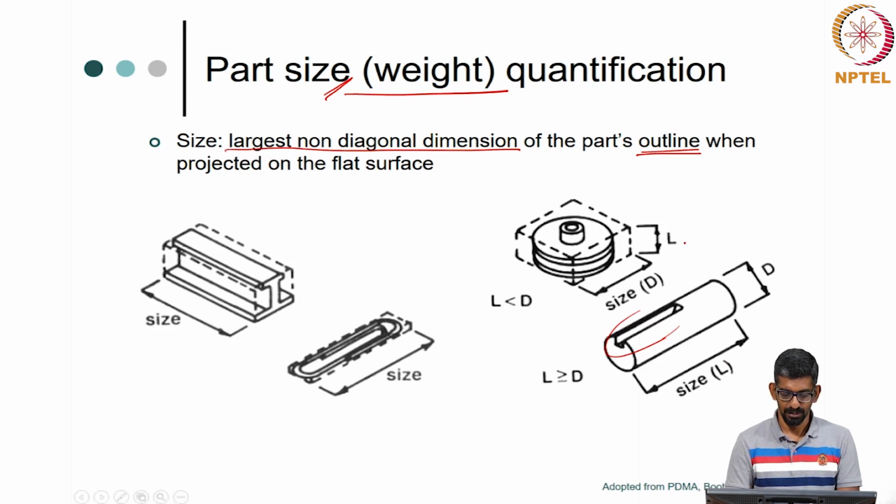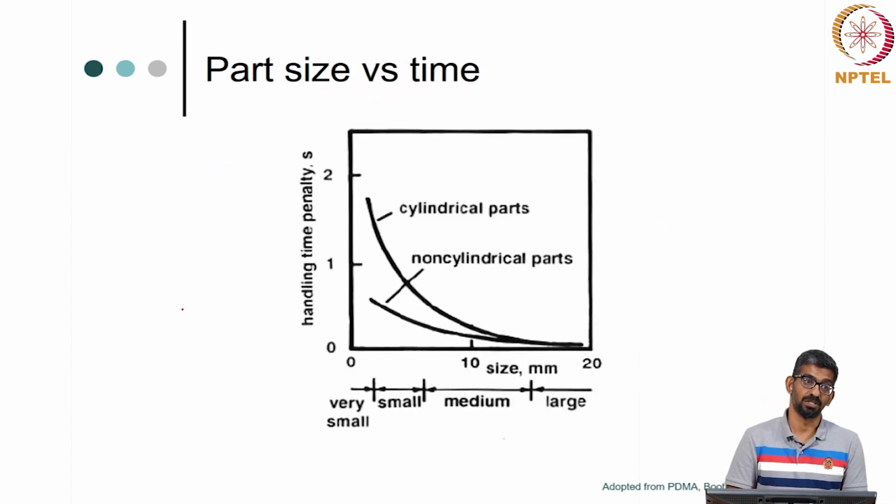Similarly, in this one, okay. In this case, L is less than D. So, your size is D, because that is the largest dimension, and this is a kind of a jump club. What is the size? This is my size. So, the size kind of represents your weight, that is the catch. Okay. Now, part size versus time, similar to the previous one, you can see that now at around 10 mm, around 10 to maybe around 15, they are saying that greater than 15 mm is large, less than 15 mm is medium, somewhere around 7.5 it becomes small, and something less than 2 mm is very small.